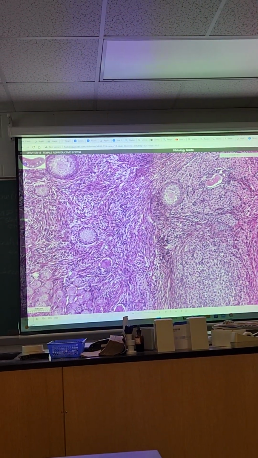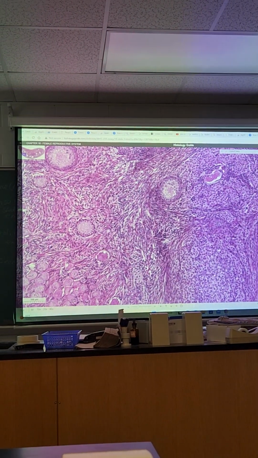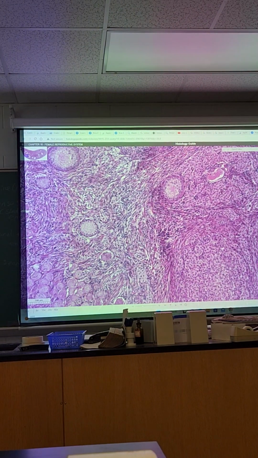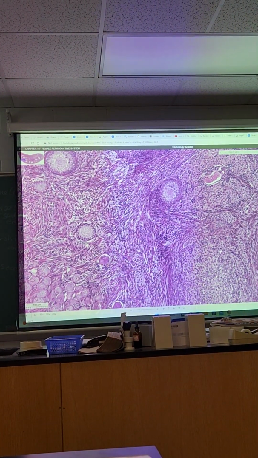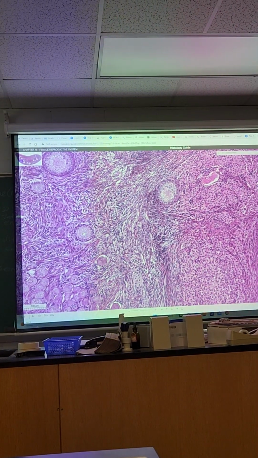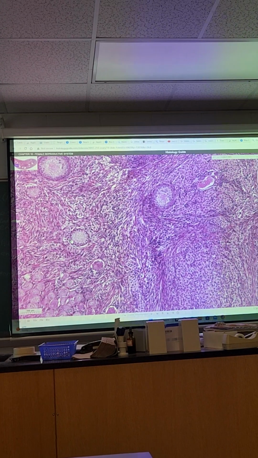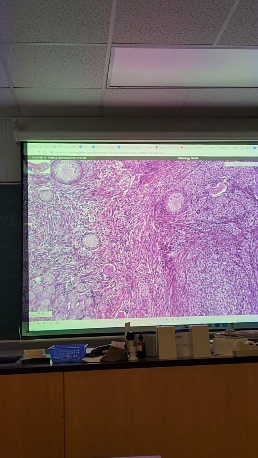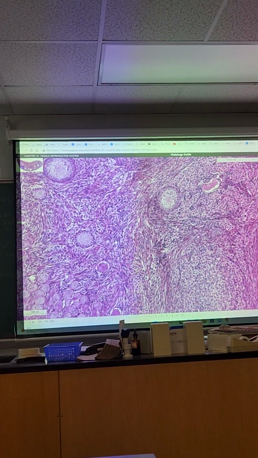What's the next question? Name the cells around it. Okay, the cells around it are follicle cells, one layer. And what would 3 and 4 collectively be called? Primary oocyte plus the follicle cells would make a primary follicle. Next, name the stage of follicle. And what's the answer?